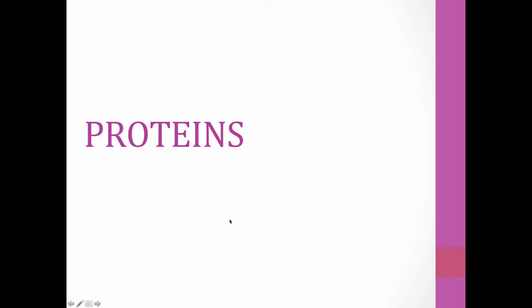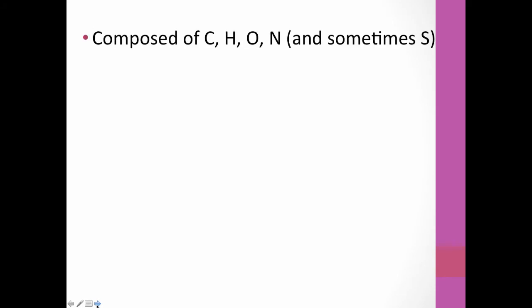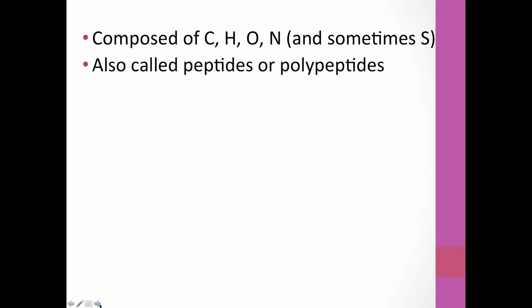Okay, so the next type of macromolecule that we're going to look at are proteins. Proteins are composed of carbon, hydrogen, oxygen, and nitrogen. So nitrogen is the new addition to this mix. They can also contain sulfur, in one particular amino acid. They're also called peptides or polypeptides.